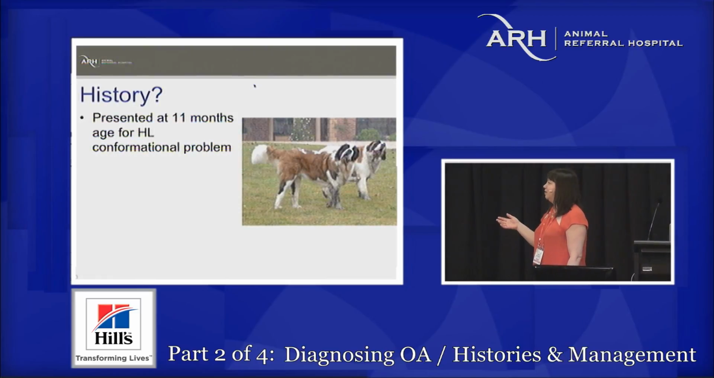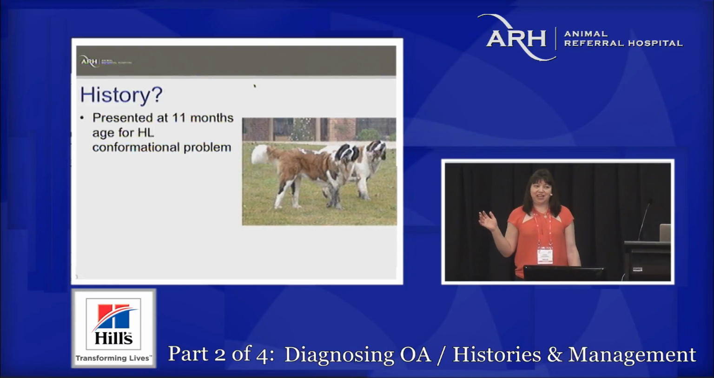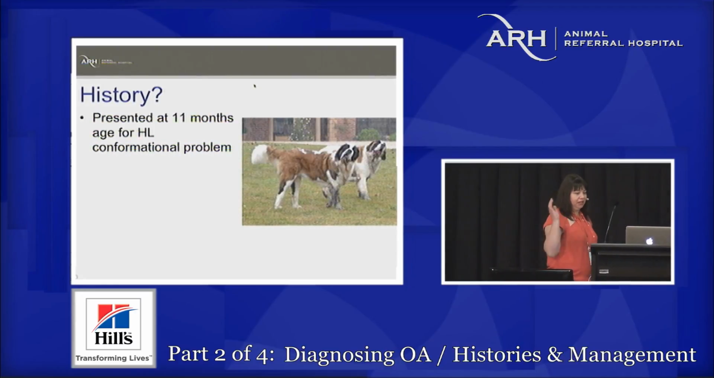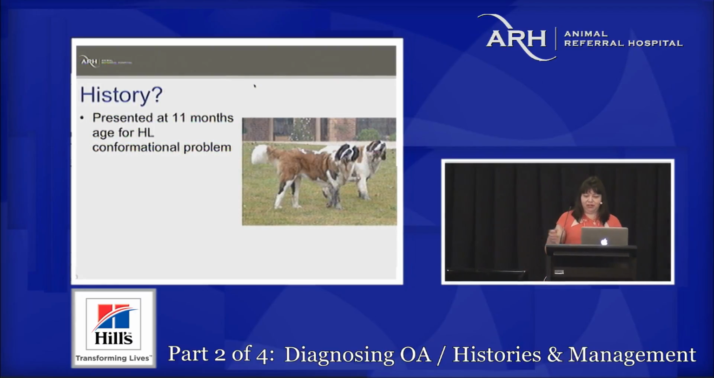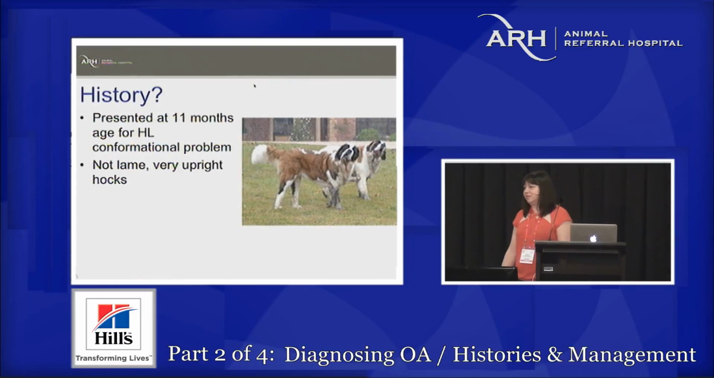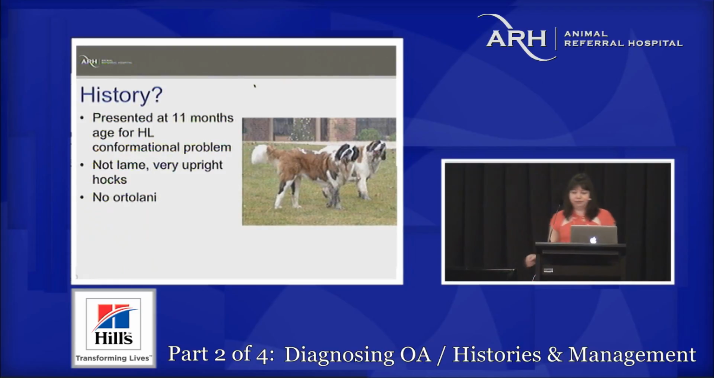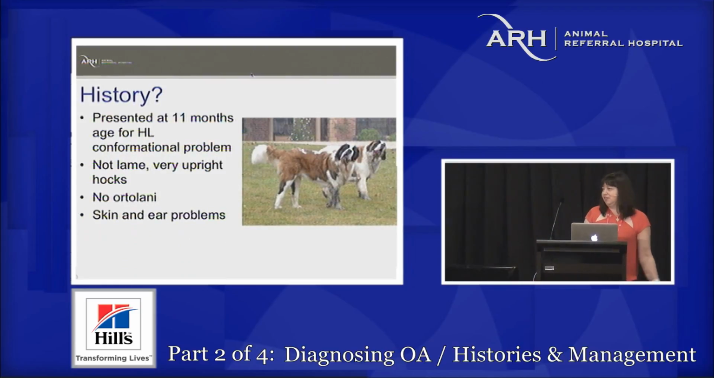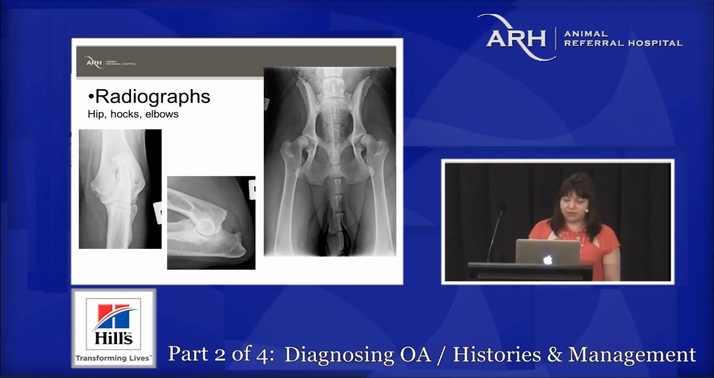So look how upright the hocks are. That dog does not stand well. It's really, really straight in its hock, and same with the other one, you just can't see behind. So the owner was just worried because the conformation wasn't good. They weren't lame. They were very upright though. It wasn't a positive Ortolani on palpation. And they did have some skin problems. They saw a dermatologist for that.